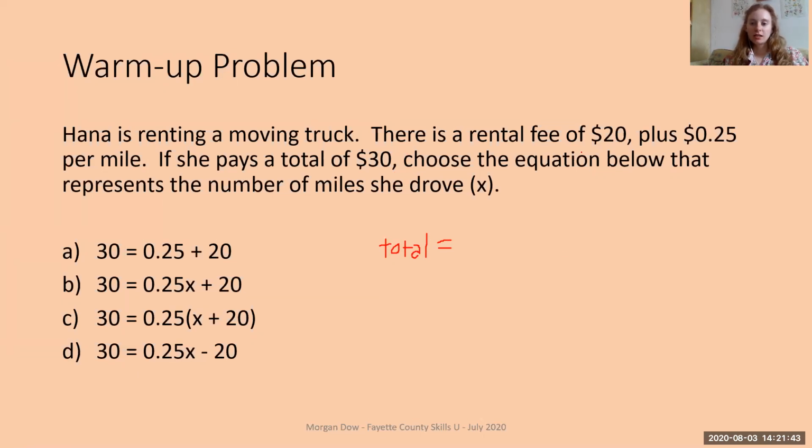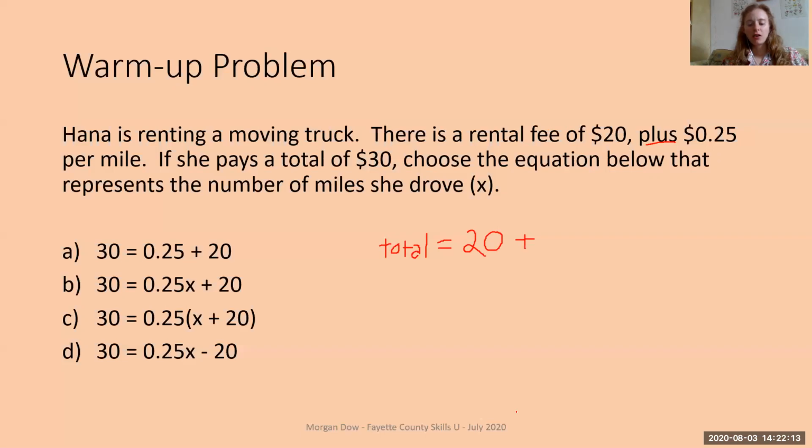Well, I know she has the rental fee, so the rental fee of $20. And then it says plus, so we don't even really have to think very hard about that one. We know it's just going to be plus 25 cents per mile. And we know we're choosing the equation that represents the number of miles she drove, X. So in all of these equations, X is supposed to be the number of miles she drove.